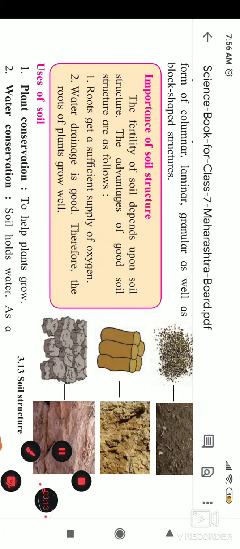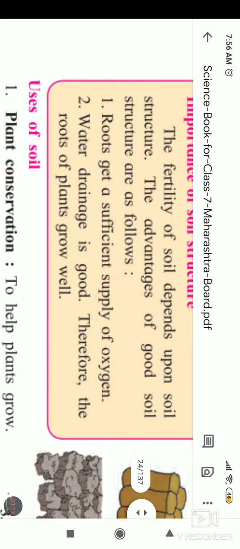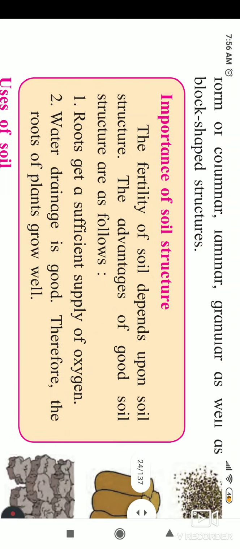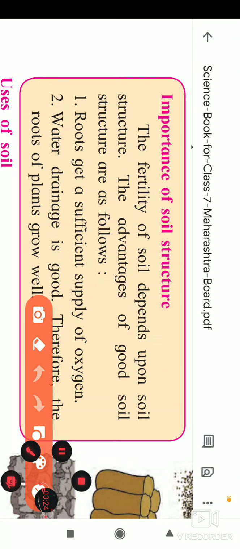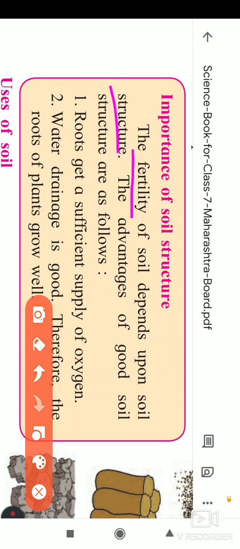Okay, the next part is the importance of soil structure. Why is this arrangement important? The fertility of soil depends upon soil structure. The fertility, the capacity or the usefulness of the soil for the good growth of plants, is called fertility. So fertility depends upon the structure. The advantages of good soil structure are as follows.